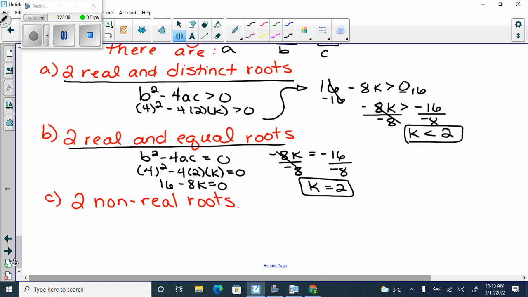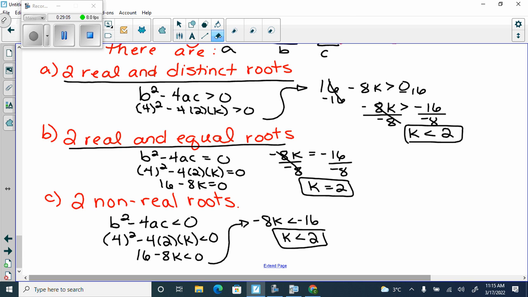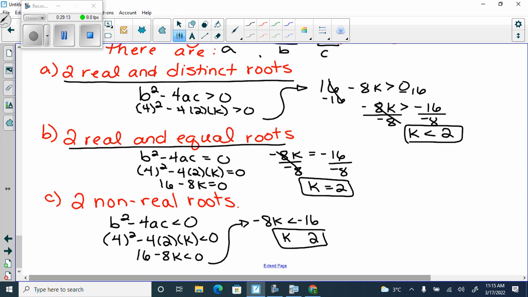And then this one, two non-real. B squared minus 4AC is less than 0. 4 squared minus 4 times 2 times k is less than 0. 16 minus 8k is less than 0. Negative 8k is less than negative 16. And then k is less than... Oh, not less than. Eraser. What's it going to be? Greater. And why did I miss it? Because I did what I always tell people not to do. I skipped the step. Divide by negative 8. Because the moment I do that, I always flip it. If I skip that step, I sometimes forget.